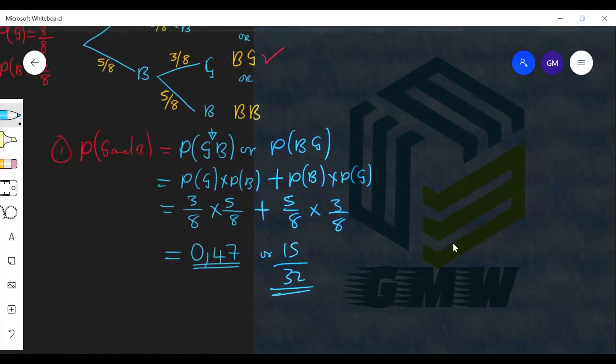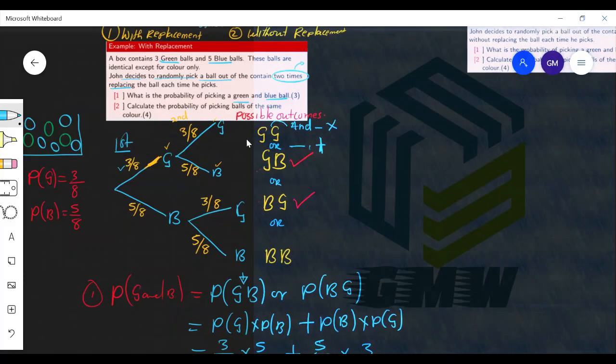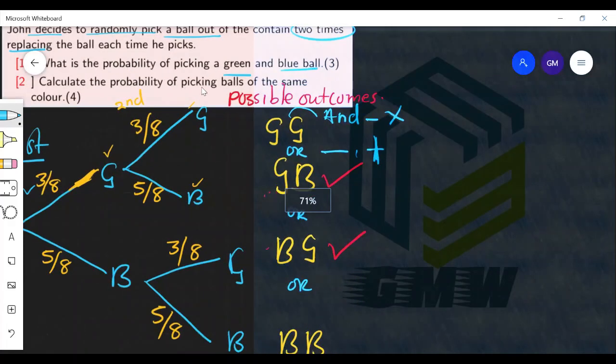Are we fine? Yes. Then let us answer the second question here. It says calculate the probability of picking balls of the same color, right? Yes. For same color, do you see that we are talking about either green and green or blue and blue? Do you see that? Yes.